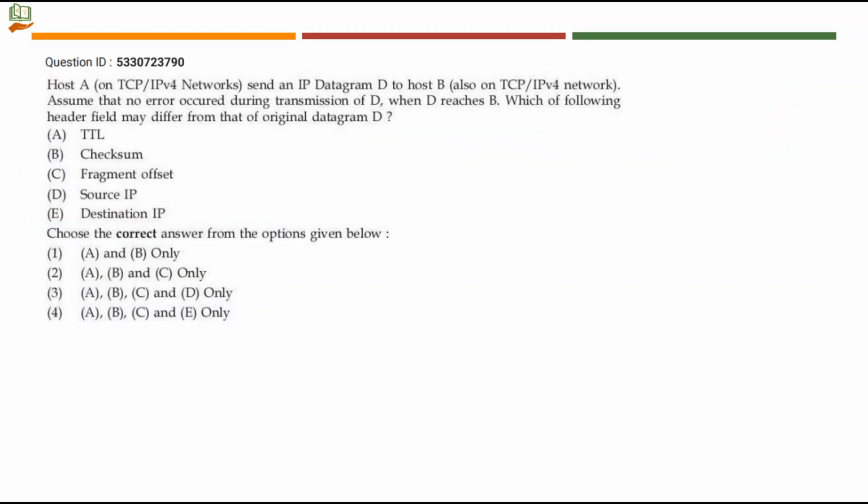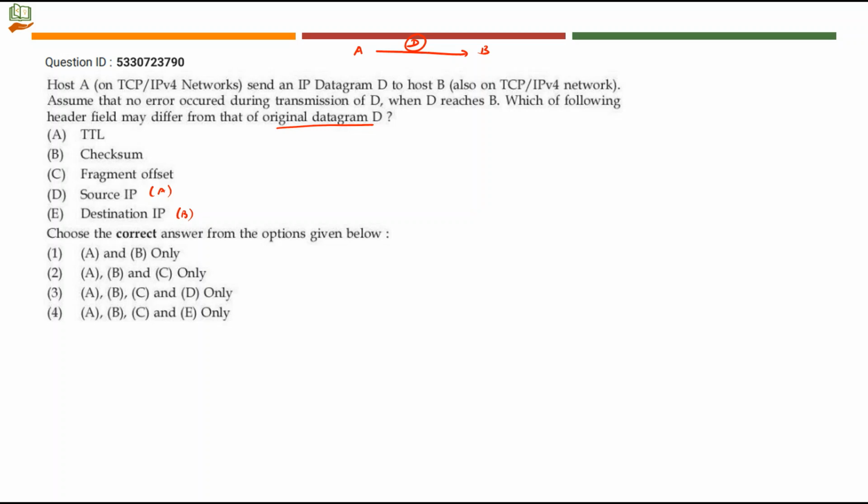Next question, host A on TCP IPv4 networks sends an IP datagram D to host B. So A is sending to B a datagram D. This is also on a TCP IPv4 network. Assume that no error occurred during transmission of D when D reaches B. Which of the following header fields may differ from that of the original datagram D? This is actually A and this is actually B. If you are going to change the source and destination, the datagram will not know from where it started and where it has to go.